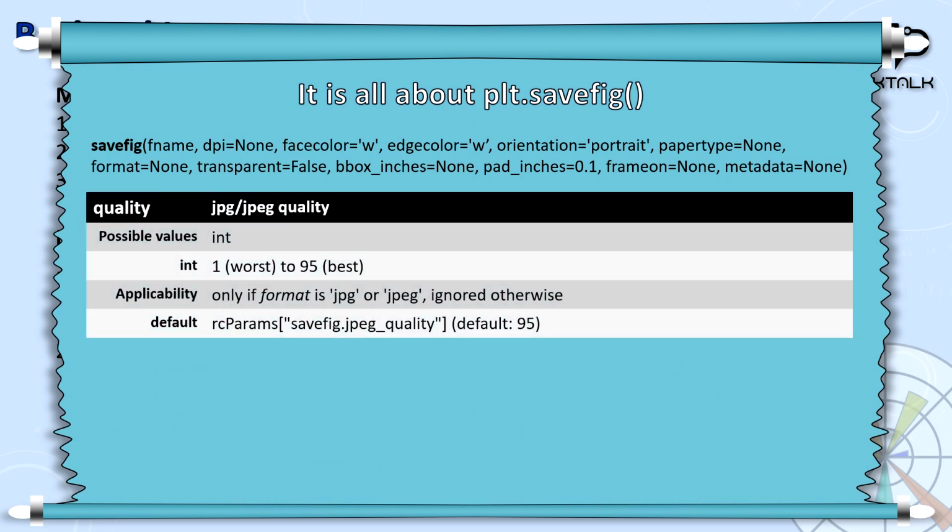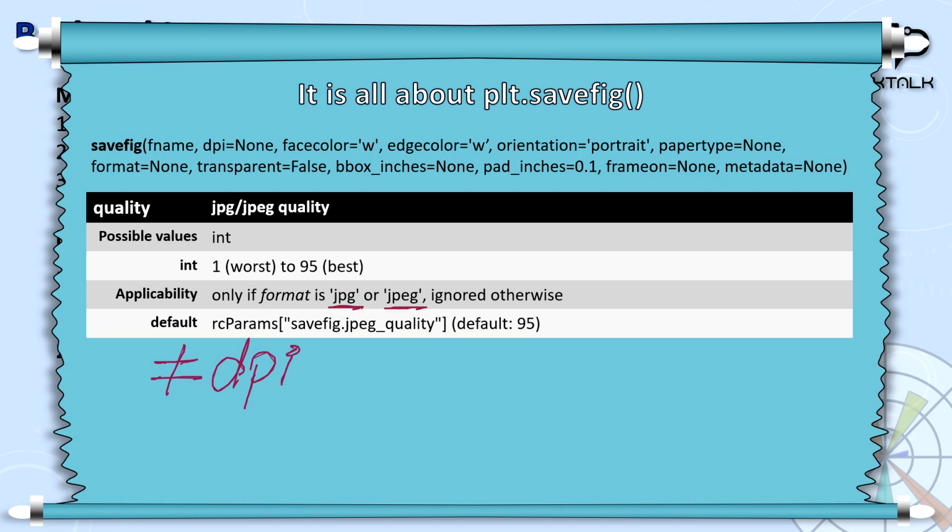Quality. Here is another parameter related to output image appearance. You may find it confusing and think it conflicts with the DPI parameter that we have just explained. But the answer is negative. This parameter is applicable only when we save our chart as JPG or JPEG format.